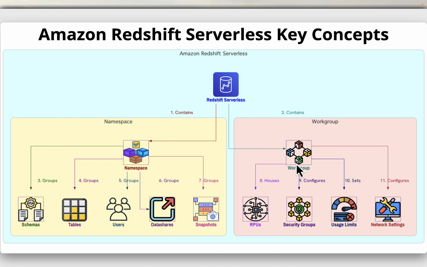Coming to work group. A work group is a collection of compute resources. A work group houses compute resources that Amazon Redshift Serverless uses to run computational tasks. Some examples of such resources include Amazon Redshift Processing Units (RPUs), security groups, and usage limits. Work groups have network and security settings that you can configure using the Amazon Redshift Serverless console, the CLI and the APIs. So these are all the network settings that you can configure.